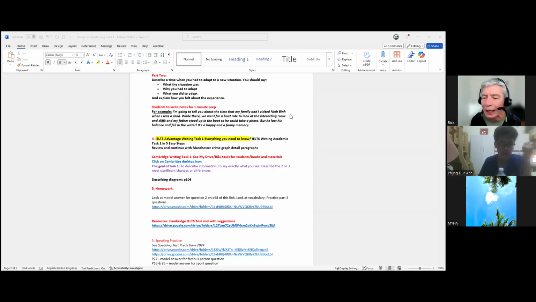Good. Do you know what adapt means, Phong Dok Ang? Can you guess what adapt means? Adapt? I think is similar to get used to. Very good. Means get used to or deal with or cope with a new situation. But yes, you're right, Phong Dok Ang. Adapt generally means get used to.